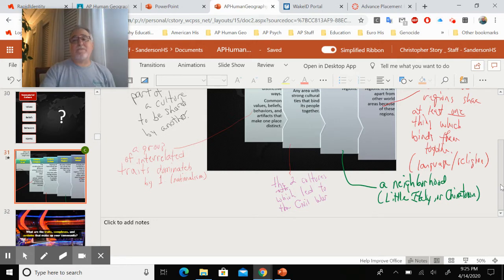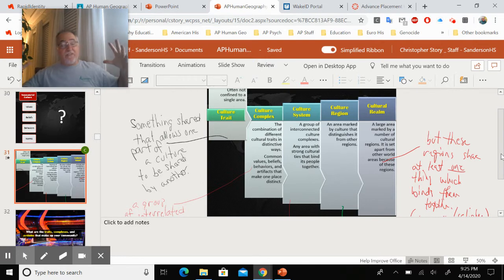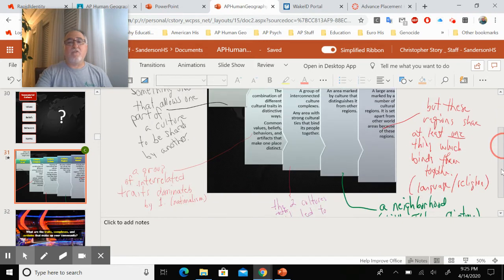And then the last one is a realm. And this is the largest geographic area. In simplistic world history terms, it's a kingdom. It could be a country. A country or a state, as we'll get to in the next unit, is the best way to look at it. And again, these regions are large.